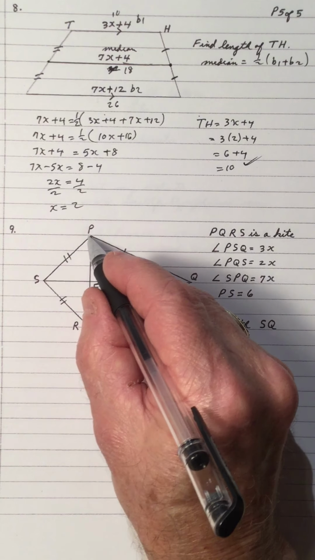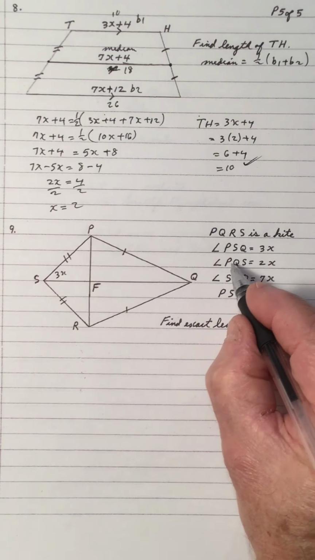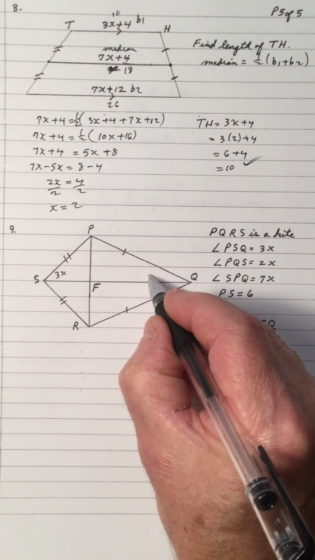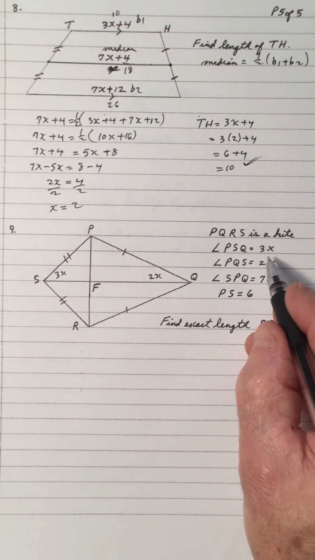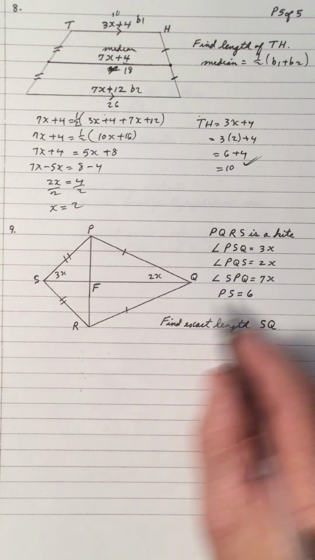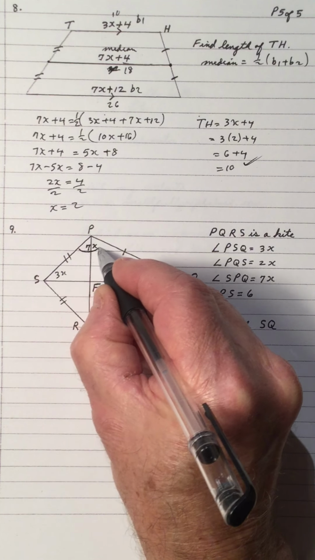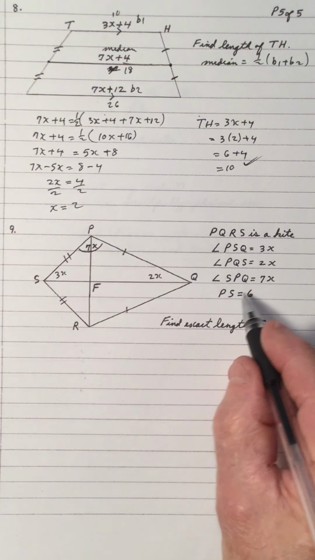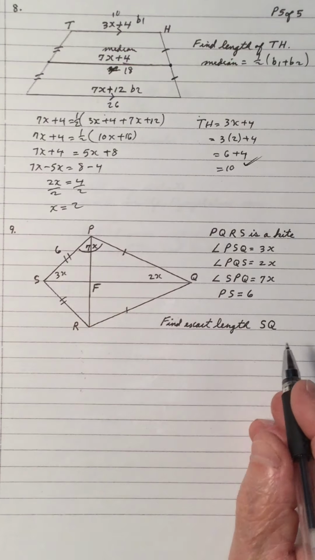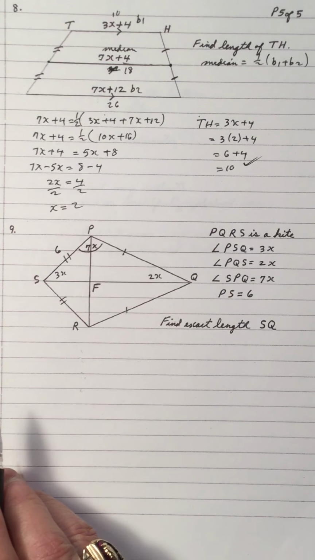PSQ is 3x. We have PQS. PQS is 2x. And we have SPQ. SPQ is 7x. So this is a 7x right here. And PS is 6. So this is 6 units long here. It says find the exact length of SQ.